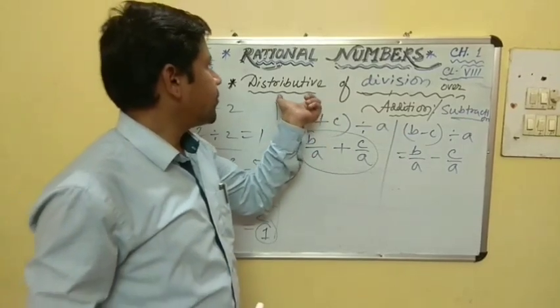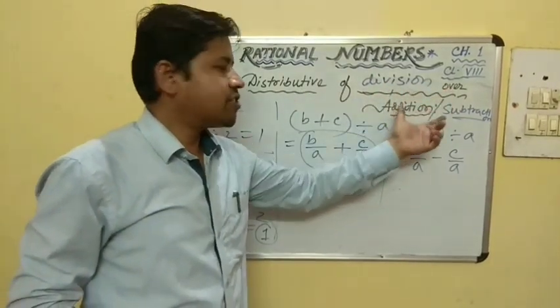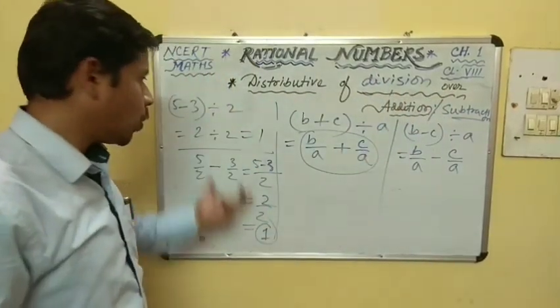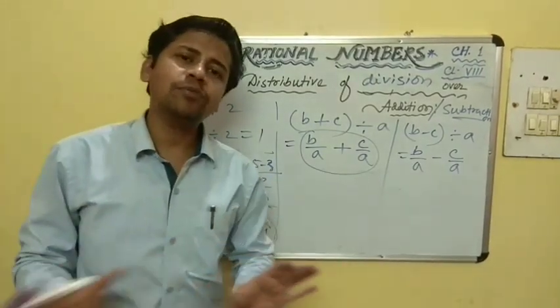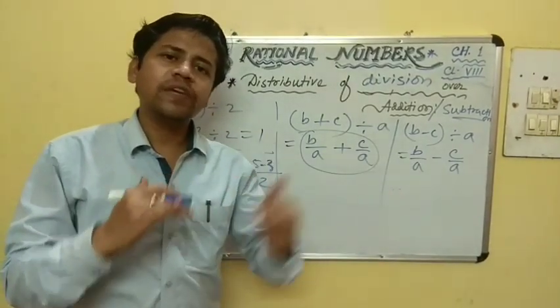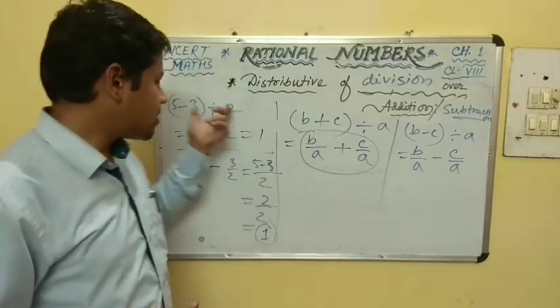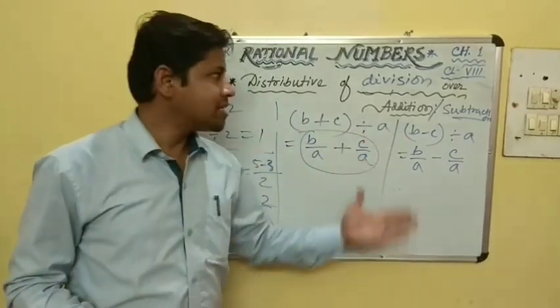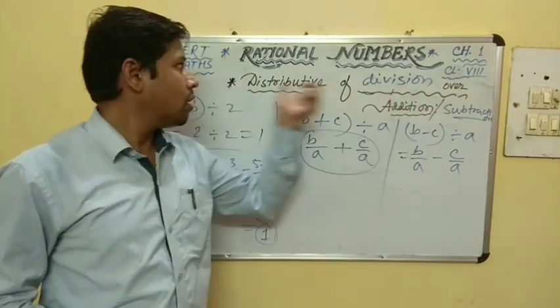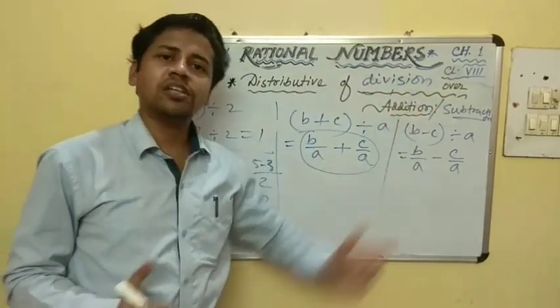So we have discussed the distributive property of division over addition and subtraction. We have taken only whole numbers here, but you can take any types of rational numbers, exactly in p by q form, fractional form also. You will see that the results are equal in both the cases. That means they satisfy the distributive property of division over addition and subtraction.